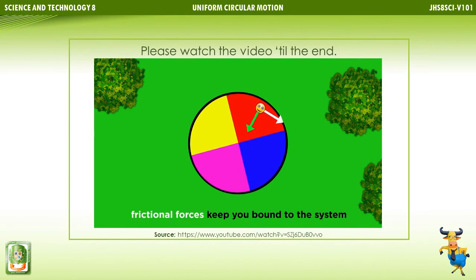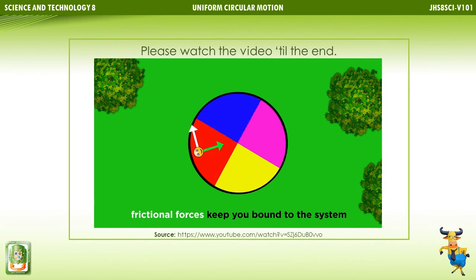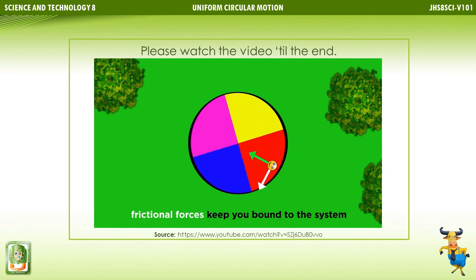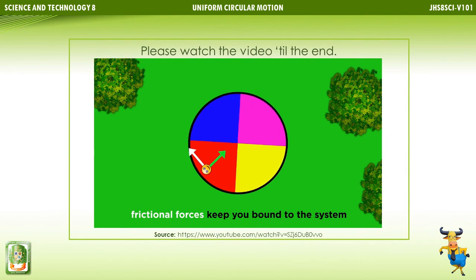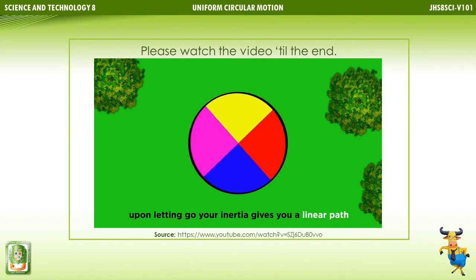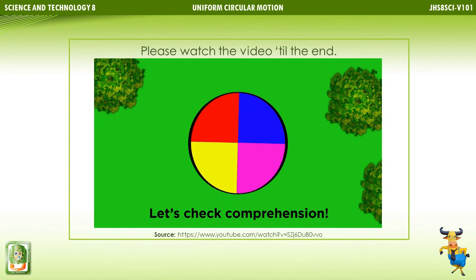Inertia is not a force, it is just a result of Newton's first law. You are not physically part of the merry-go-round, but if you hold on tight enough, the resulting frictional force will cause you to follow the same circular path without any problem. If you are seeking a thrill and decide to let go, inertia will outweigh the centripetal force and you will fly off the side, hopefully onto some soft grass. Let's check comprehension.